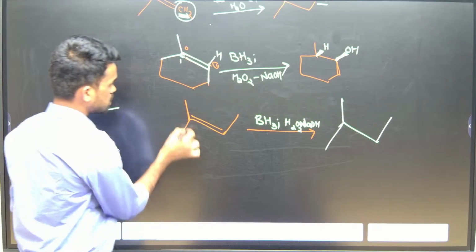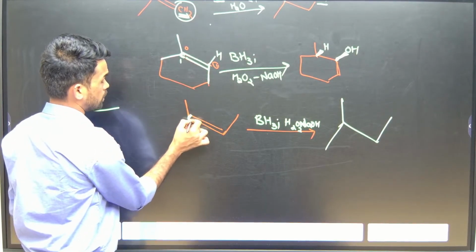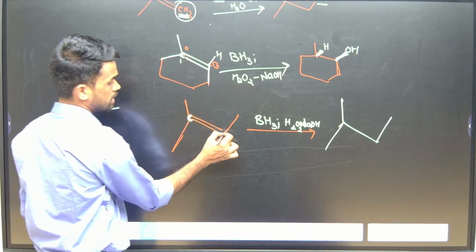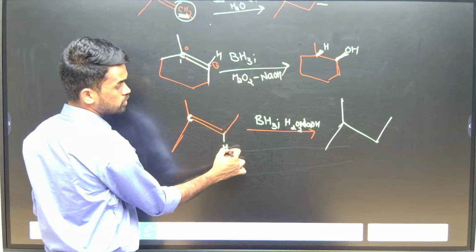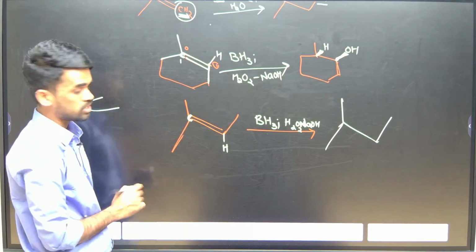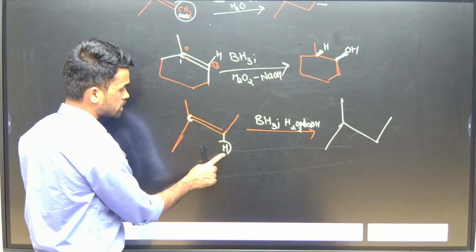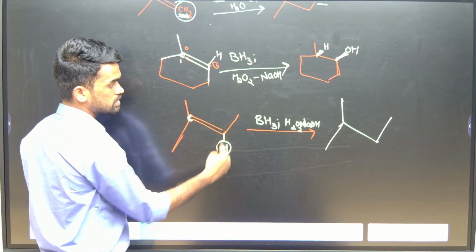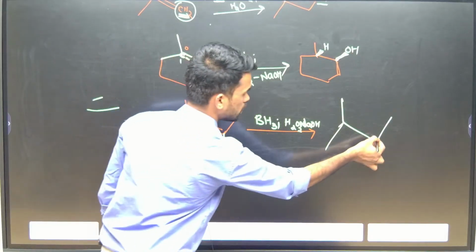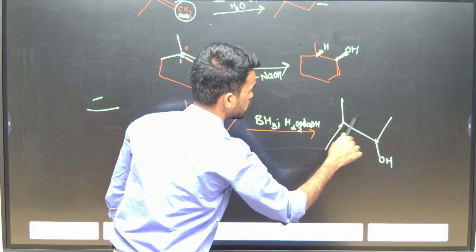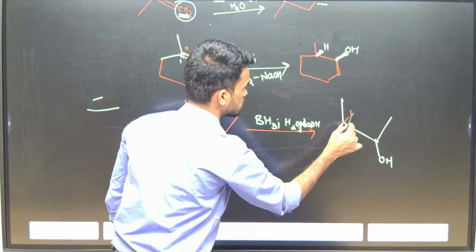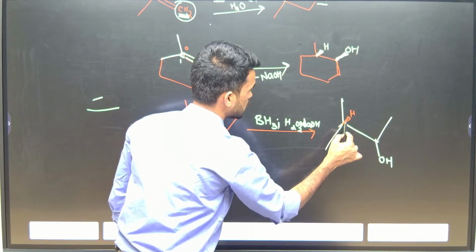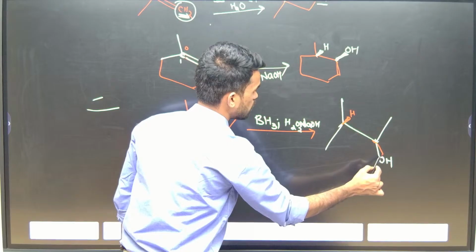See, this carbon contains no hydrogens. Here it has 1 hydrogen. So what I told you, it follows anti-Markovnikov addition. So the carbon of the alkene containing more hydrogens takes the negative part. What is the negative part? The OH group. So here it will take OH and here it should take hydrogen. That's it. Both should be added from the same plane, either above the plane or below the plane.